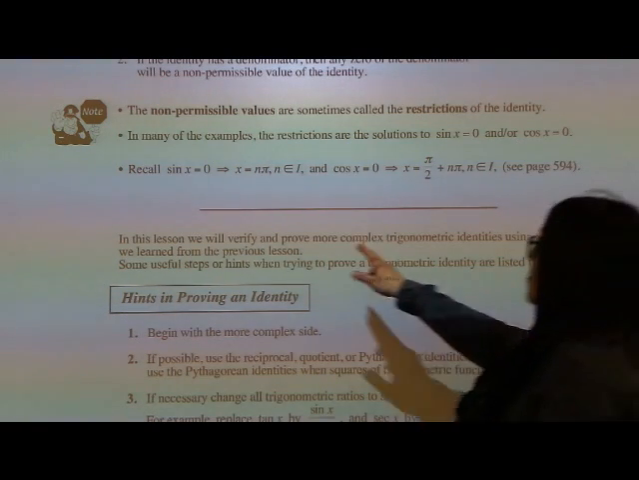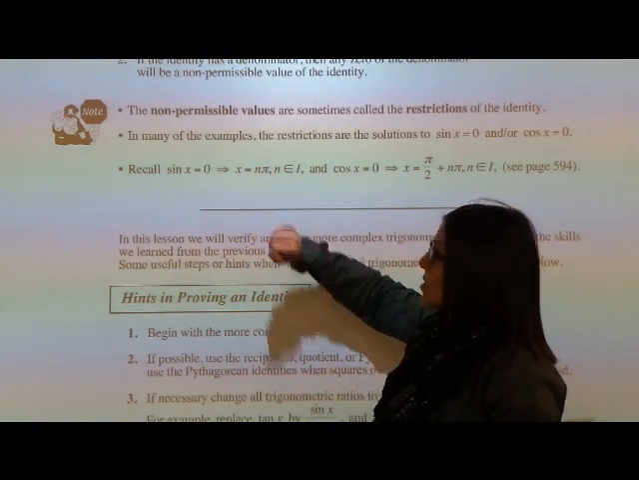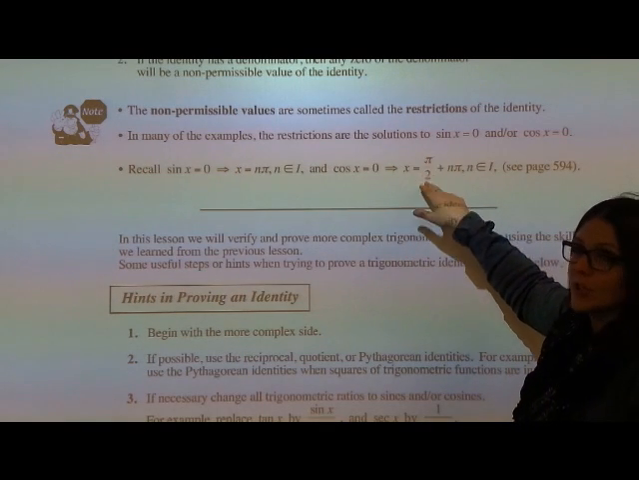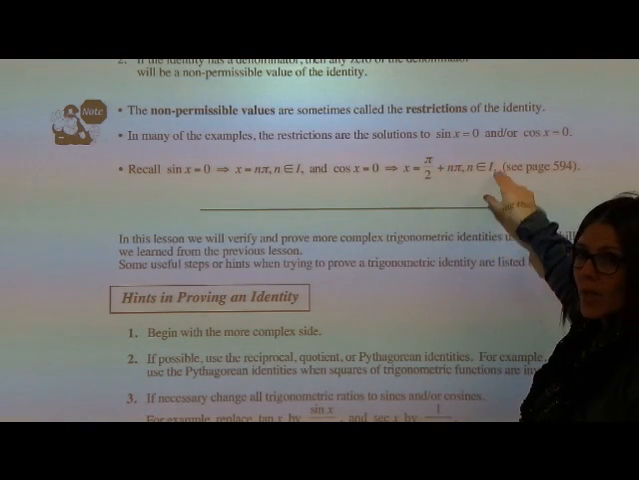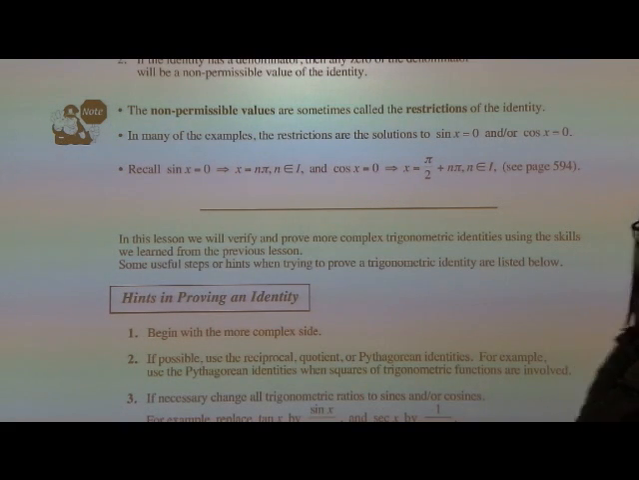And then they've even gone through and reminded you. Sine x equals 0 at multiples of pi n, whereas cos x equals 0 at pi over 2 or 90 degrees plus every 180 after that. So in this lesson, we're going to verify and prove more complex trig identities using the skills that we did last time, and then remembering the restrictions.